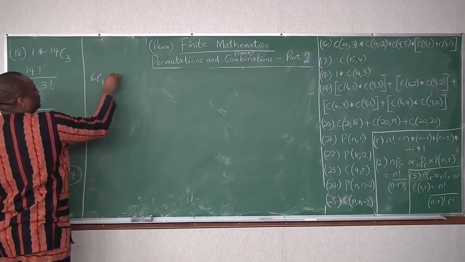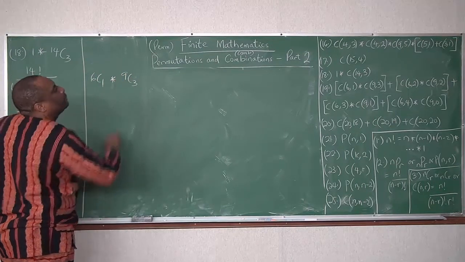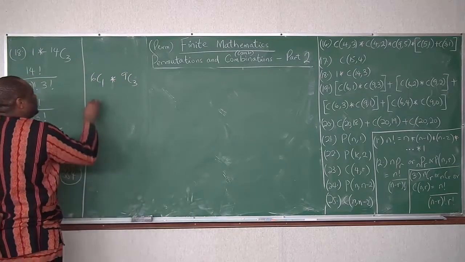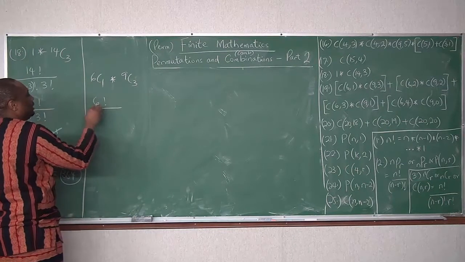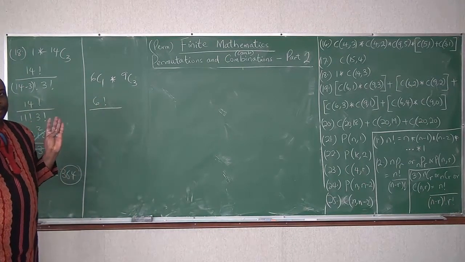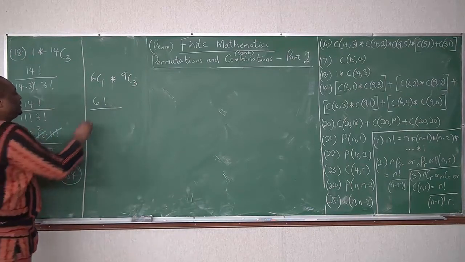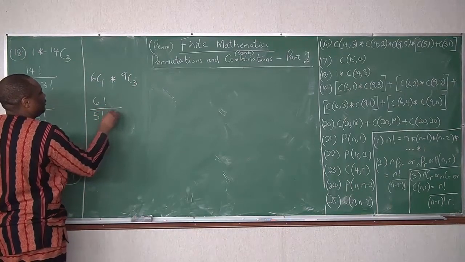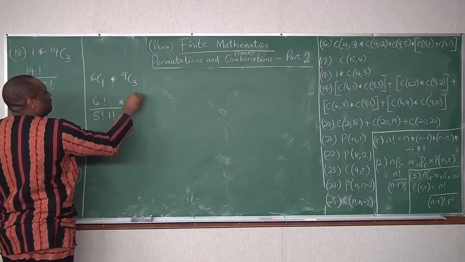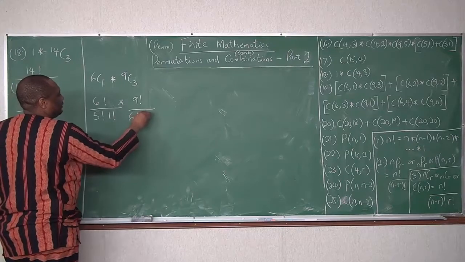6 choose 1 times 9 choose 3. Okay, so that gives us 6 factorial over... Let's now increase our speed a little bit. 6 minus 1, we know is 5 factorial, 1 factorial. Times 9 factorial over 9 minus 3 is 6 factorial, 3 factorial.